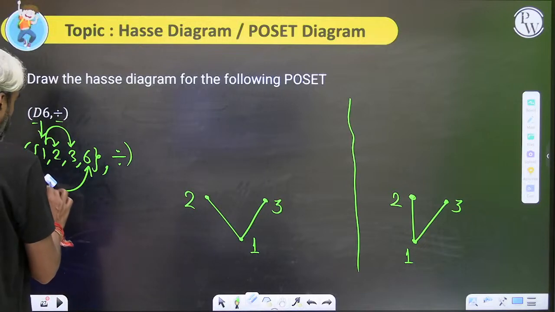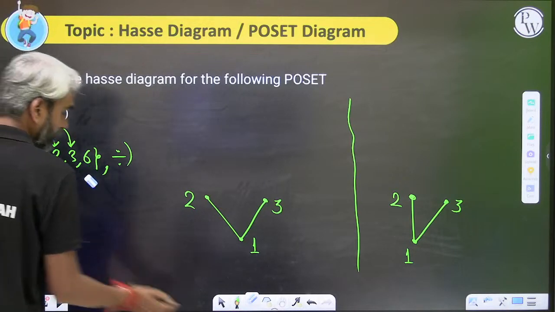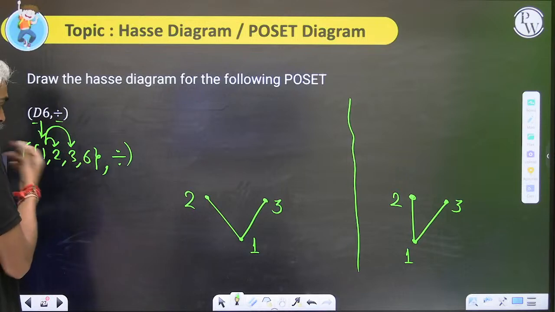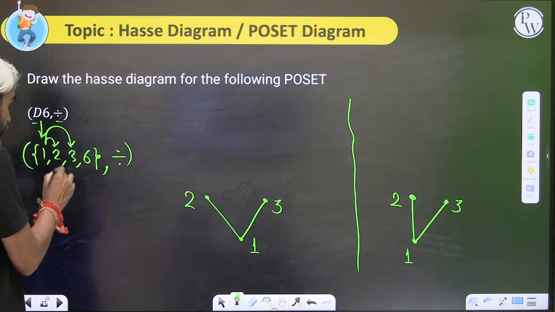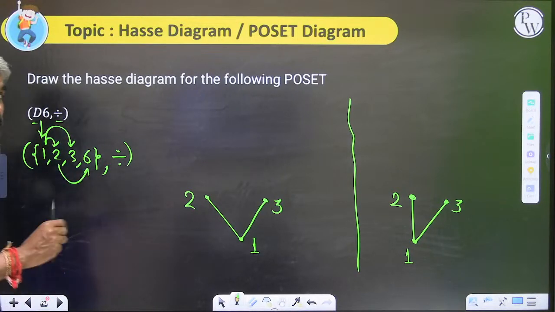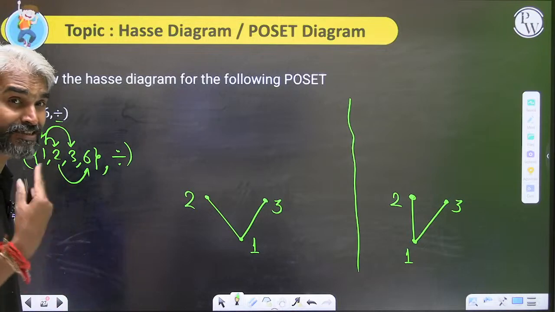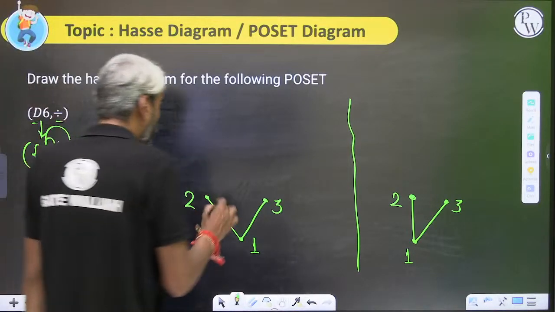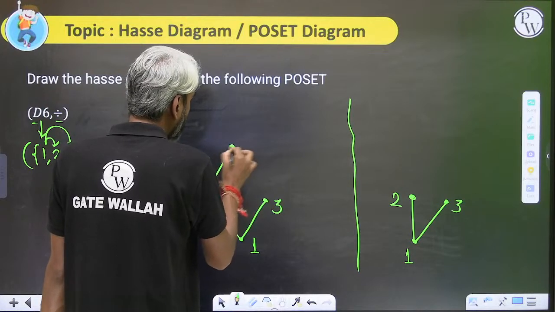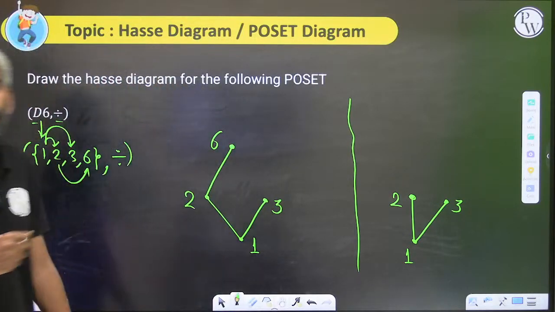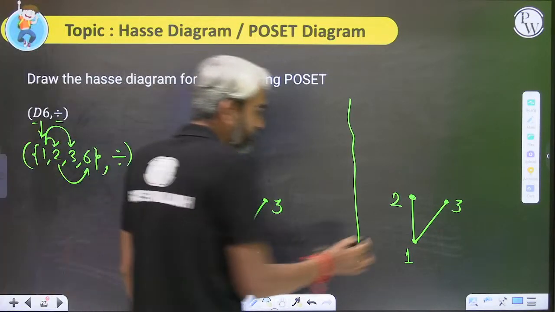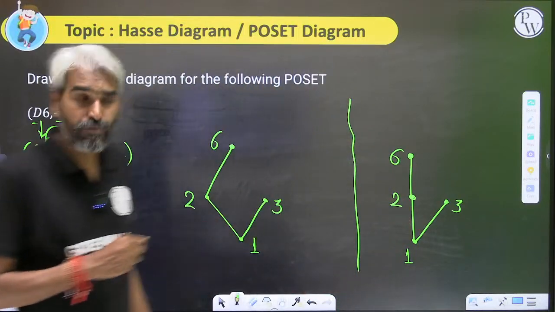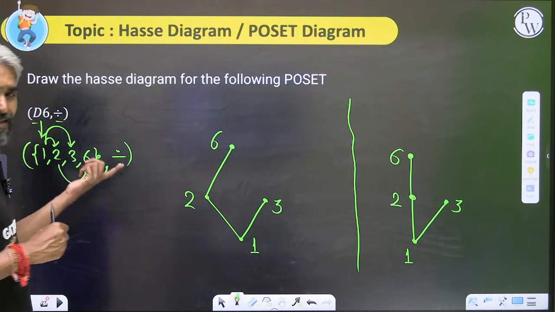Let's move to the next element of the poset, that is 2. Does 2 divide 1? No, sir. 2 divides 2 but no self loop. 2 divides 3? No, sir. 2 divides 6? Yes, sir. Do we have any element between 2 and 6 such that 2 divides x and x divides 6? No, sir. There is an element 3 but 2 does not divide 3. Therefore, there will be a direct edge between 2 and 6. Anything else? No, sir.